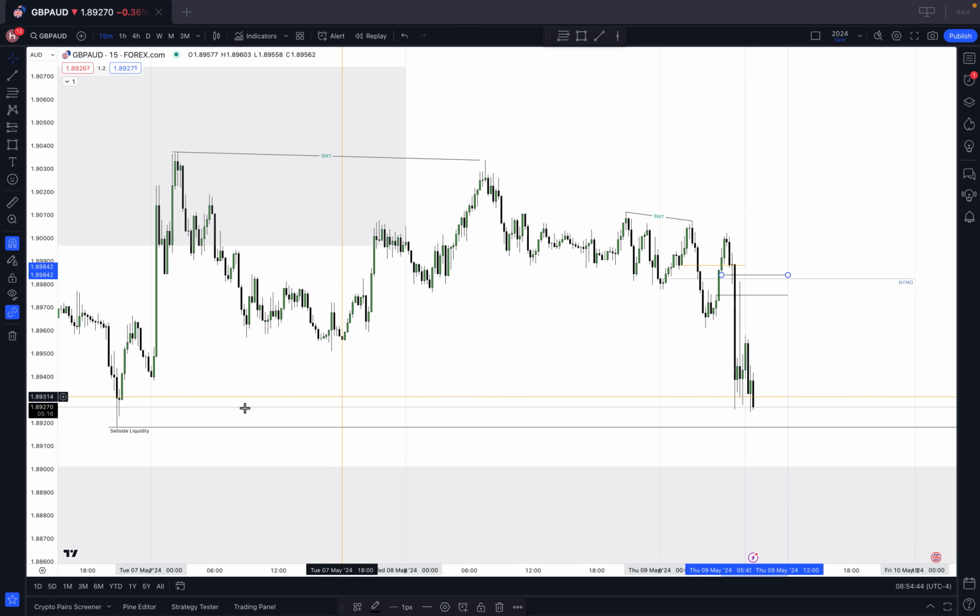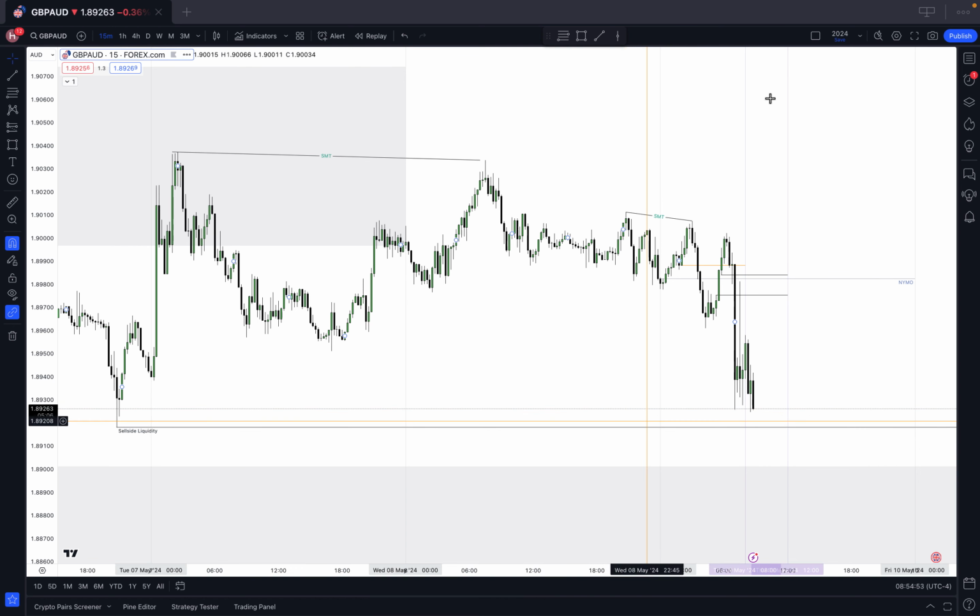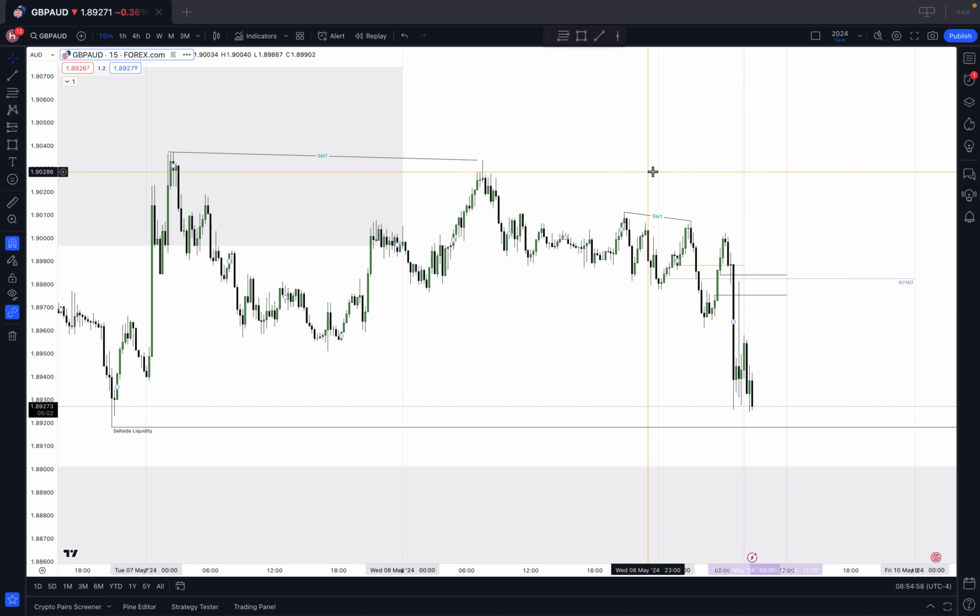I'm seeking this sell side liquidity, but I'm probably going to most likely take profit down here. I will probably end up closing at this low, I must admit. But if I figured out how to leave runners on MT5, I'd probably leave some on. But I don't know how to do that right now.